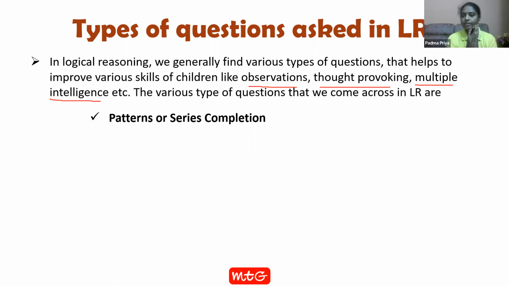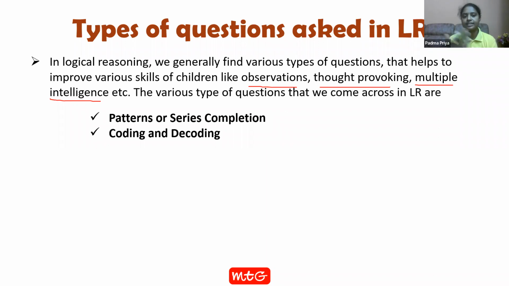Since it is an orientation program, children of various groups are here. We have planned our questions to match every age group, at least one question for every age group. If a 7-year-old child has a question, an 11-year-old child also has a question, and a 13-year-old child also has a question. We have planned the questions sequentially. So do not worry on seeing a difficult question, or relax too much on looking at a very easy question. The various types of questions that we get are patterns, series completion.